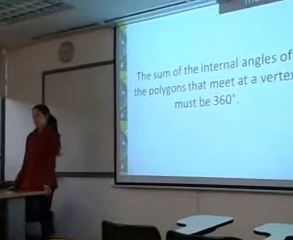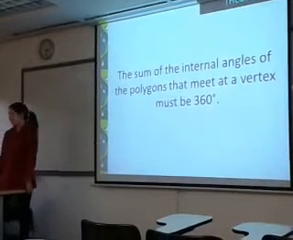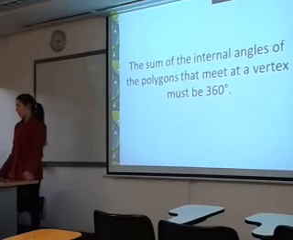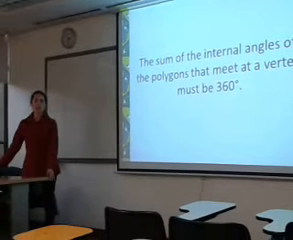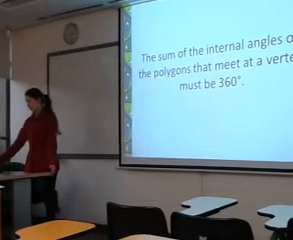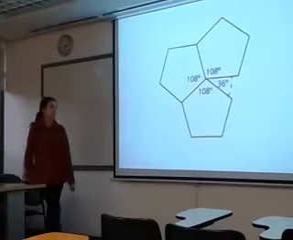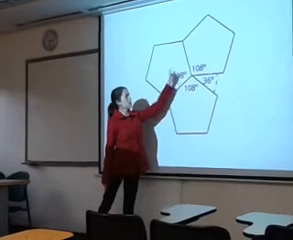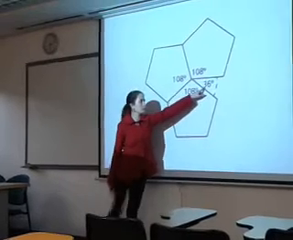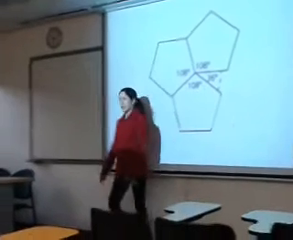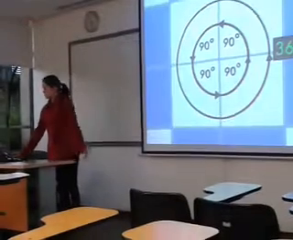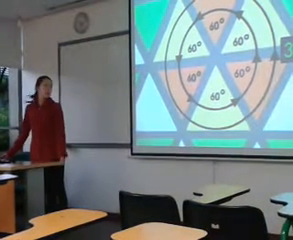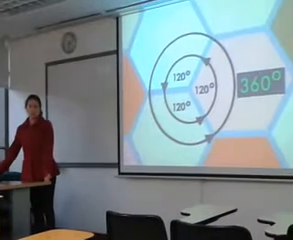So the theorem that states the characteristics is the following. The sum of the internal angles of the polygons that meet at the vertex must be 360 degrees. Here, for example, we look at the pentagon, and the internal angle is 108. And if we sum 3, we are missing 36 to get to 360. But for the square, the condition holds, and also for the triangle and the hexagon.